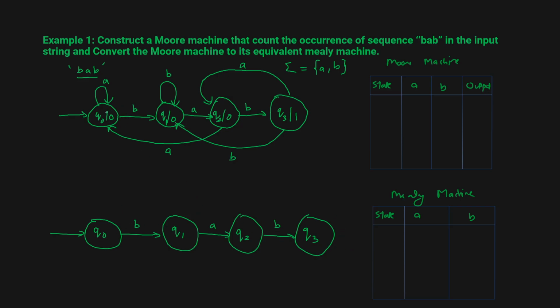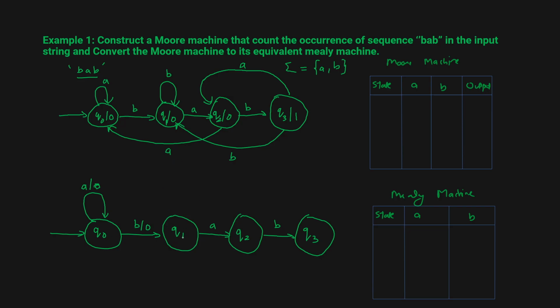Now as we can see in Q0, when you get input A, you go to a state where the output is going to be 0. So if you get input A, you're going to Q0 and the output is going to be 0. Now if you get input B, you're going to a state where the output is going to be 0 again. So let's write that down, B/0. Now we are done with Q0.